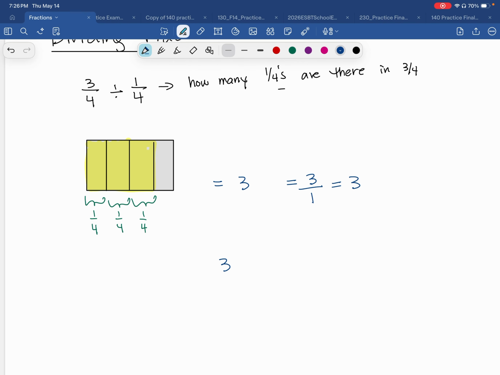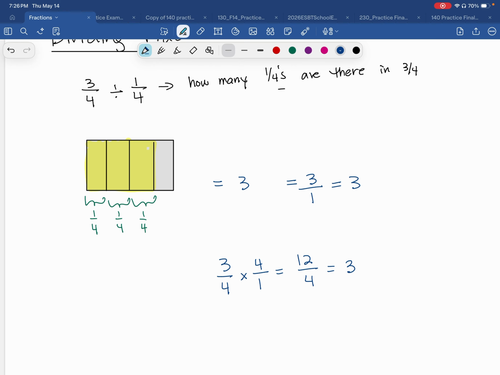Now, when you use the algorithm, you have 3/4, and dividing by 1/4 becomes multiplying by 4/1. Okay. And you can either think about this as cross canceling your fours, or you can multiply across to get 12/4. And 12/4 is 3. Okay. So we do get the same answer across the board.